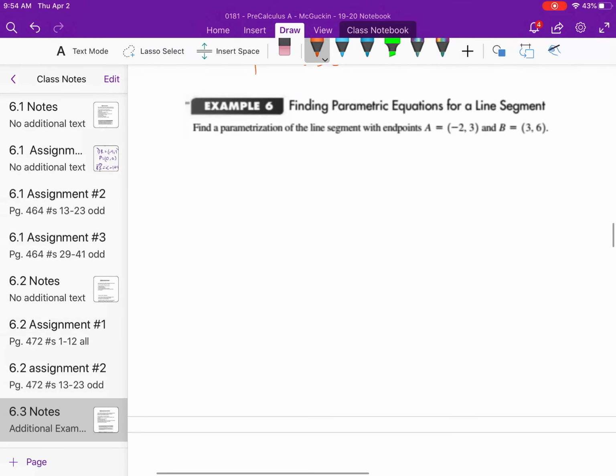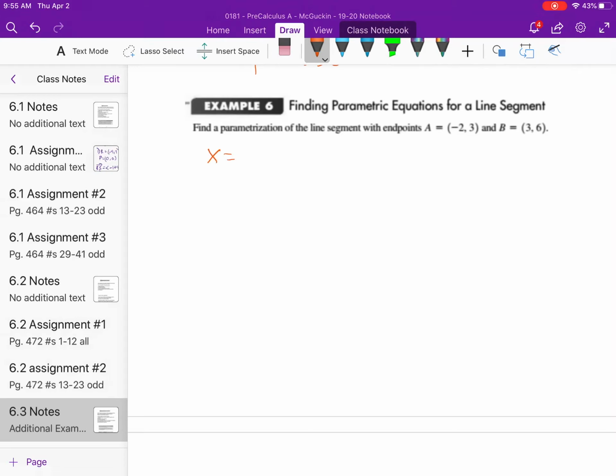Now let's go ahead and use that same example and just find a specific segment that we are going to be discussing. The concept doesn't change a whole lot when you are talking about a specific line segment. So what I want to look at first and foremost is, are there restrictions on anything? It says find a parameterization of the line segment with endpoints A being at the point negative 2, 3, and B being at the point 3, 6.